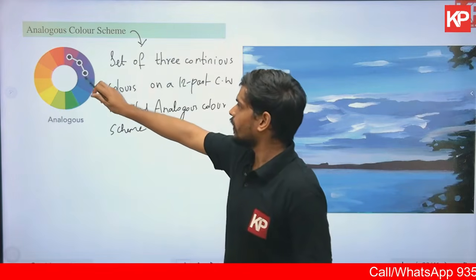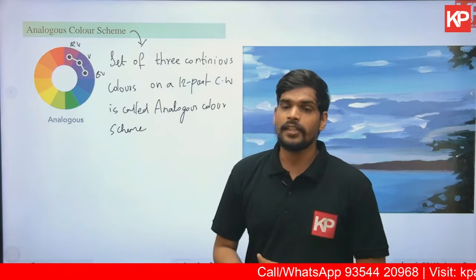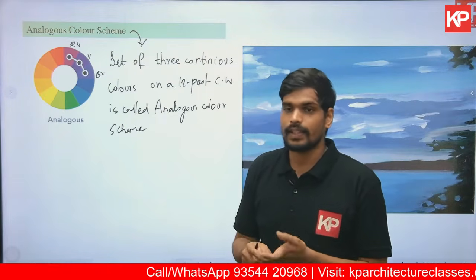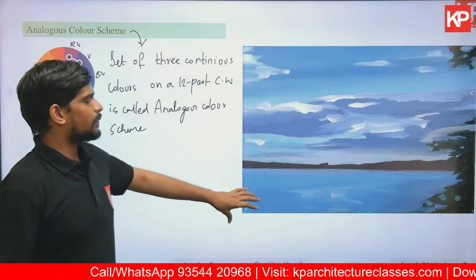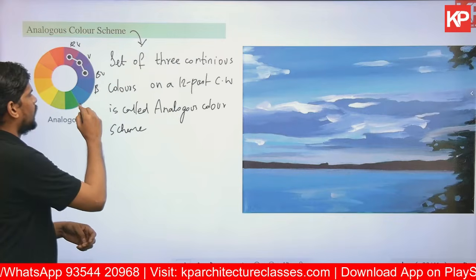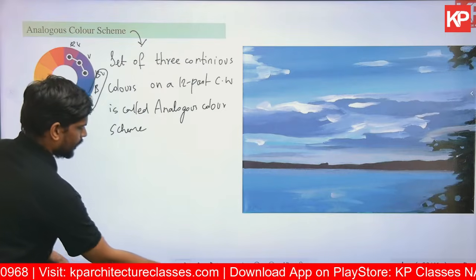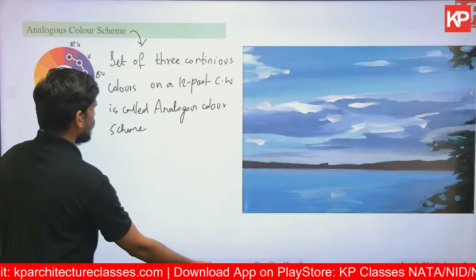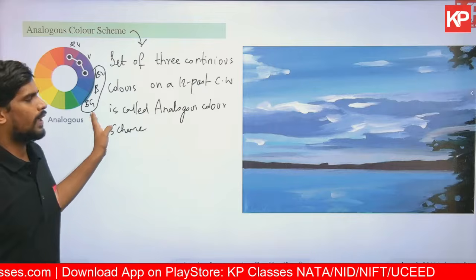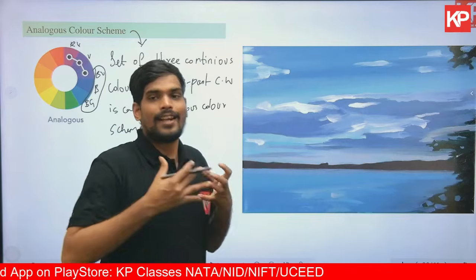So you can see in this example over here, this is red violet, this is violet, and this is blue violet. The three continuous colors on a 12-part color wheel, red violet, violet and blue violet, together form an analogous color scheme. In this painting also you can see it is basically blue and colors around it. So probably blue violet, blue and blue green, we don't write it as green blue. You first need to write the primary's name, that is blue, and then the secondary's name, that is green. So these three colors are probably used over here, creating a uniformity in the painting.